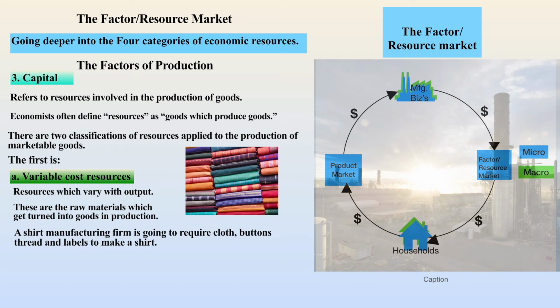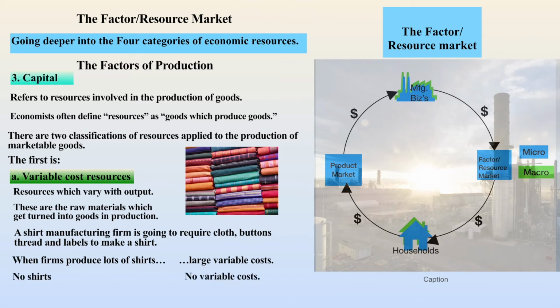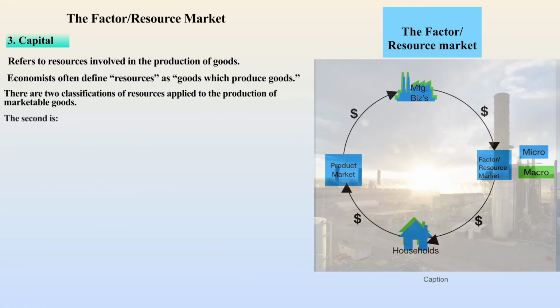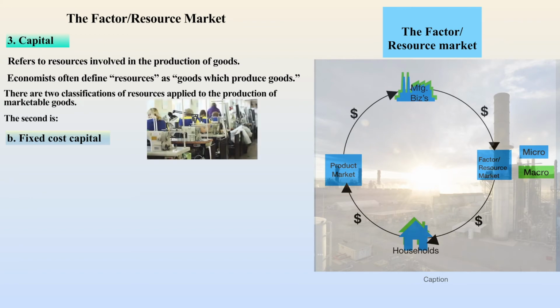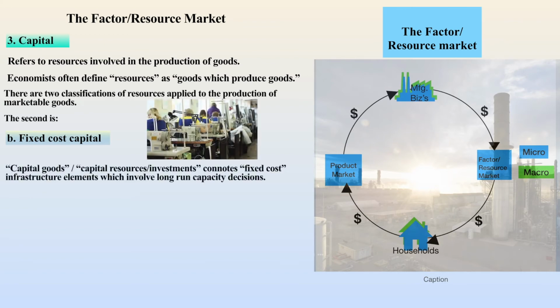A shirt manufacturing firm is going to require cloth, buttons, thread, and labels to make a shirt. When firms produce a lot of shirts, there's going to be large variable costs. If they produce no shirts, no variable costs. These are variable cost resources of capital. The second aspect of capital is called fixed cost capital. Capital goods, capital resource investments, connotes fixed cost infrastructure elements which involve long-run capacity decisions.